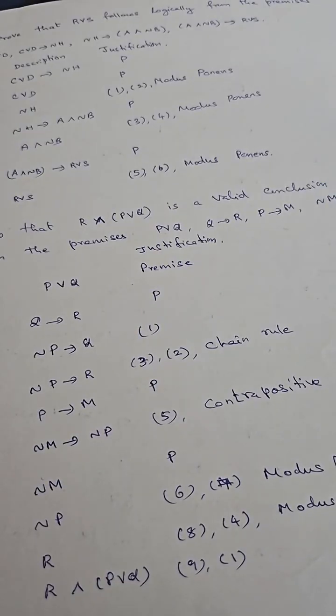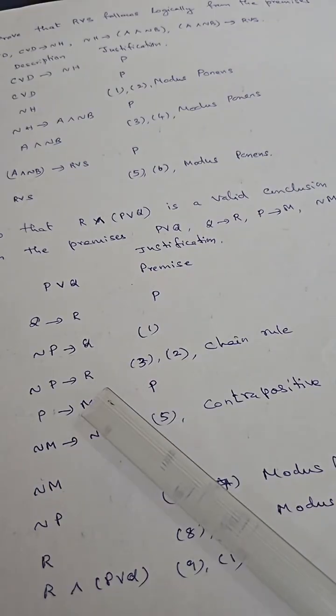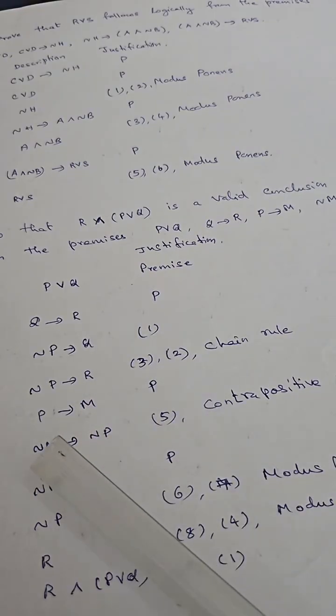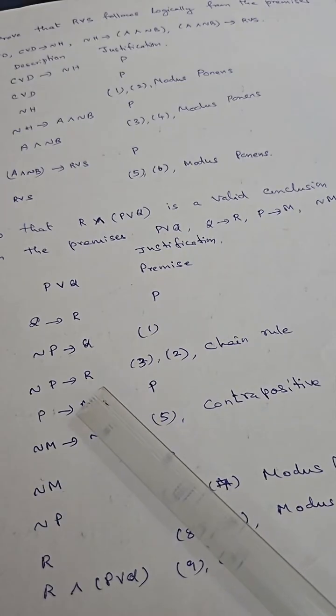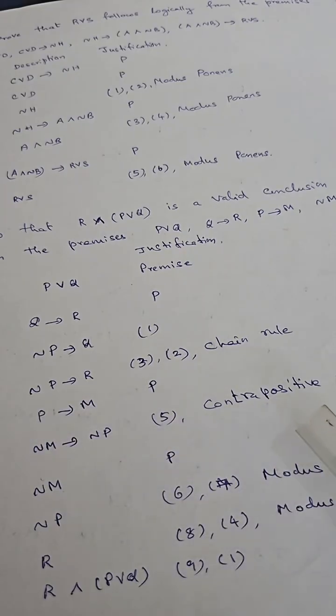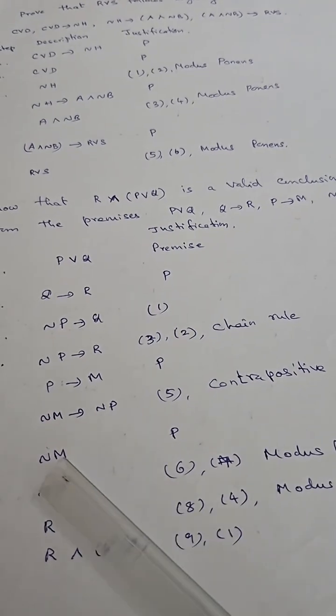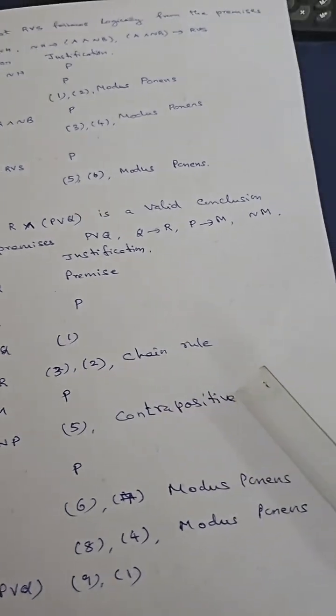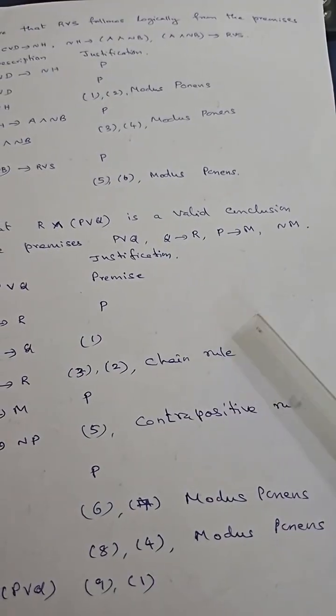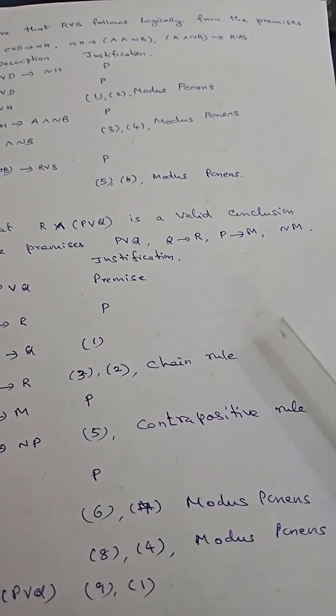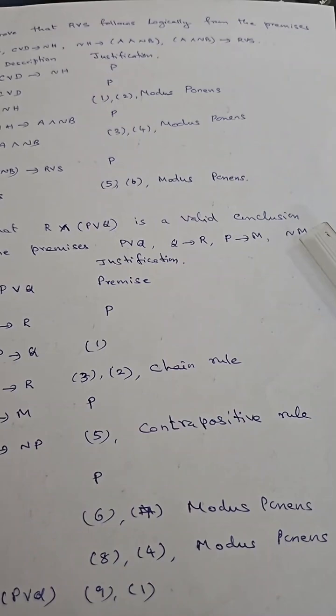This is P to M. P to M, this is a given premise. Then negation M to negation P. This you call the contrapositive. Then negation M, this is a given premise.